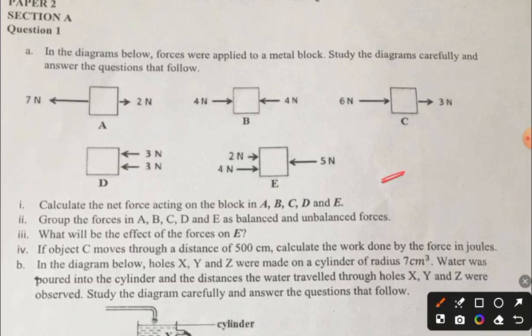So let's start with A. I says calculate the net force on the block A, B, C, D, and E. So we start with A. Now with A, the forces are in opposite direction. So what you do is you subtract 7 minus 2. So you're going to end up with 5 Newton. Now with B, B as well is moving in opposite direction. So it's going to be 4 minus 4. You're going to get 0 Newton.